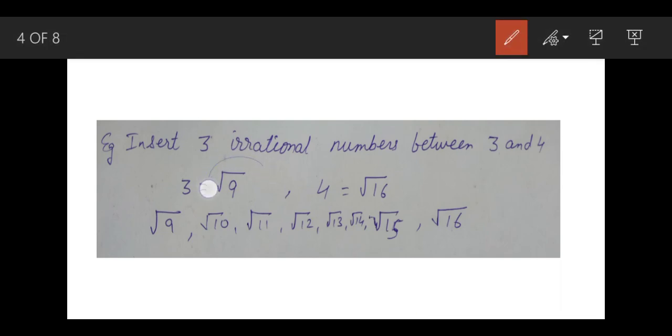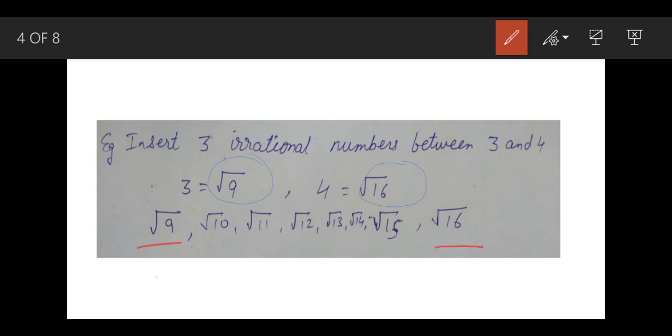Now 3 is root 9 and 4 is root 16. Here we have written root 9, here we have written root 16. These both numbers are perfect squares, and we have to write 3 irrational numbers between them.